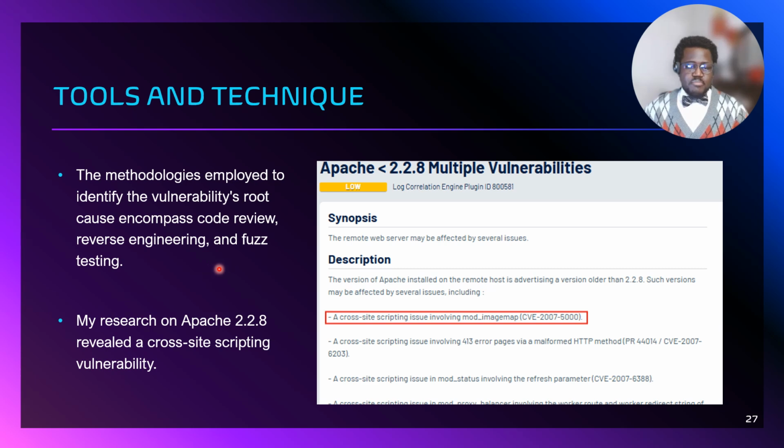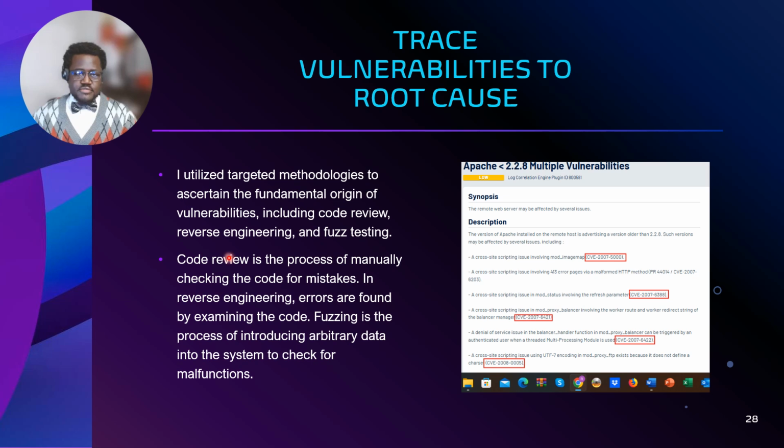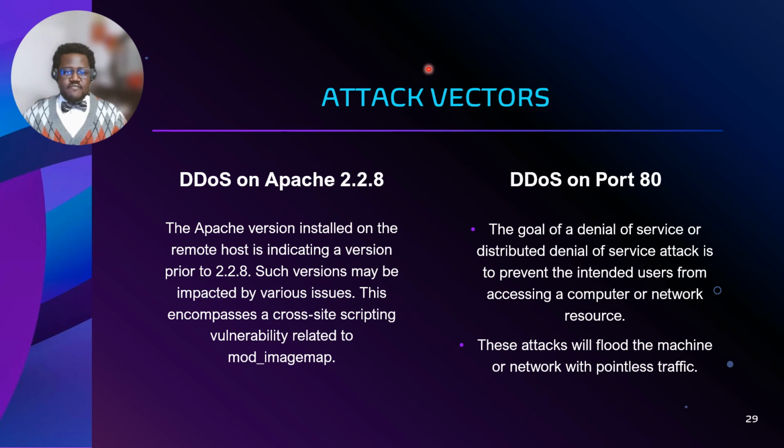My research on Apache revealed that cross-site scripting was also one of the vulnerabilities. I traced the vulnerability to the root cause. I utilized the target methodology to ascertain the fundamental origin of the vulnerability, including code review, reverse engineering, and fuzzing. So for attack vectors, I found that there is a distributed denial of service attack on Apache 2.2.8, and I also found a distributed denial of service on port 80.